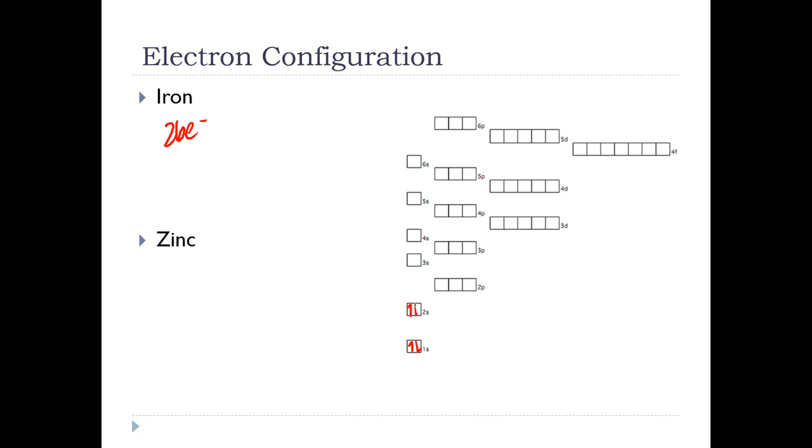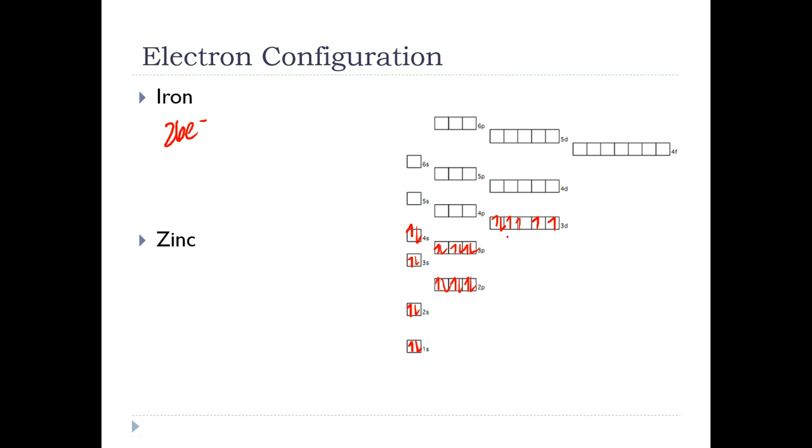1, 2, 3, 4, 5, 6, 7. Remember Hund's rule, we have to spread them out. 8, 9, 10, up to 26. This is the electron configuration of iron. These are all the different energy levels and the orbitals where we can find electrons on iron.